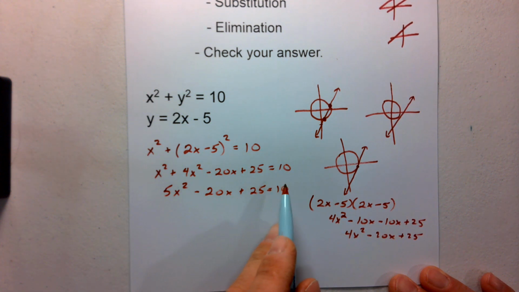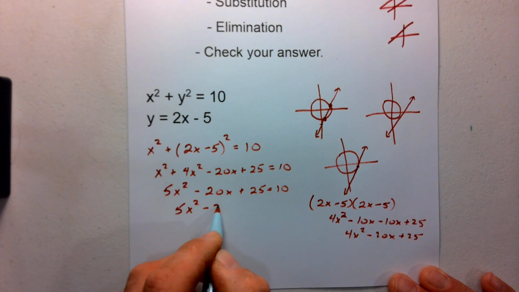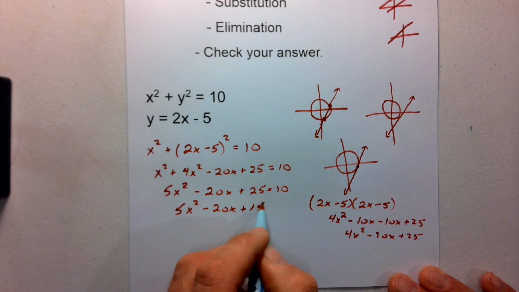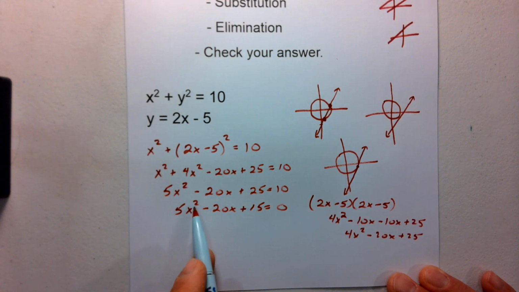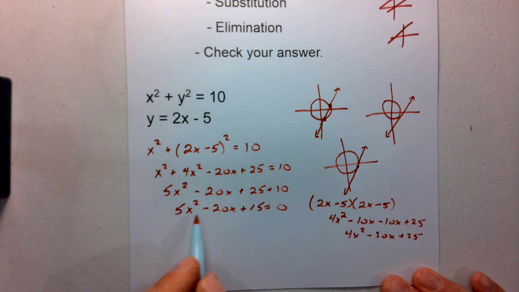I have a quadratic, so I'm going to set it equal to 0 so I can go ahead and solve for x. So I get 5x squared minus 20x, subtract my 10 over, so I get plus 15 equal to 0. Now I have this quadratic equal to 0. I'm going to use my quadratic methods in order to solve a quadratic.